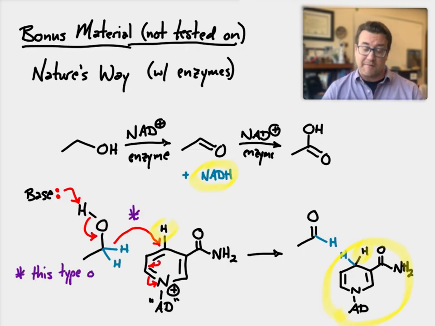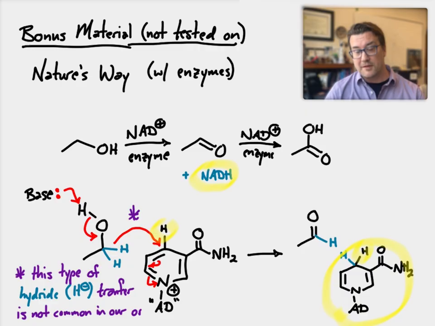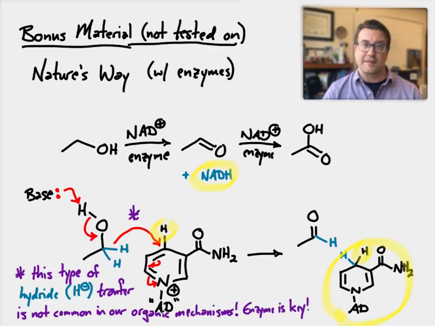Again, the thing I really want to emphasize about this mechanism is that this type of hydride transfer is not common in organic mechanisms, and it's found where these enzymes are key. NAD+ doesn't just simply go around oxidizing all the alcohols in our body. That is, it doesn't react with all the sugars and all the alcohols in our body. It needs the enzyme present. So keep that in mind. Don't have hydrides being transferred in your organic chemistry mechanisms, at least not for this class. All right, thank you for your time, and I look forward to your questions.